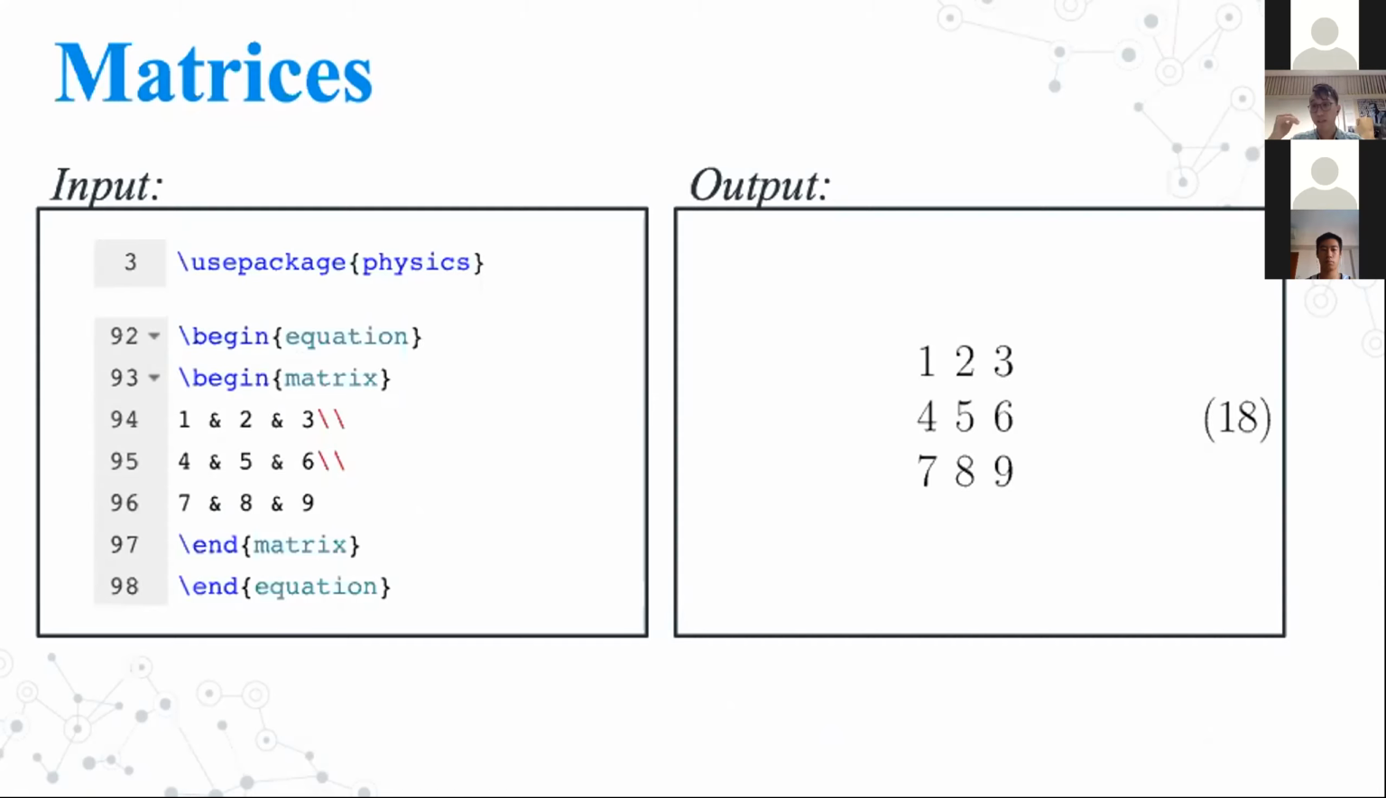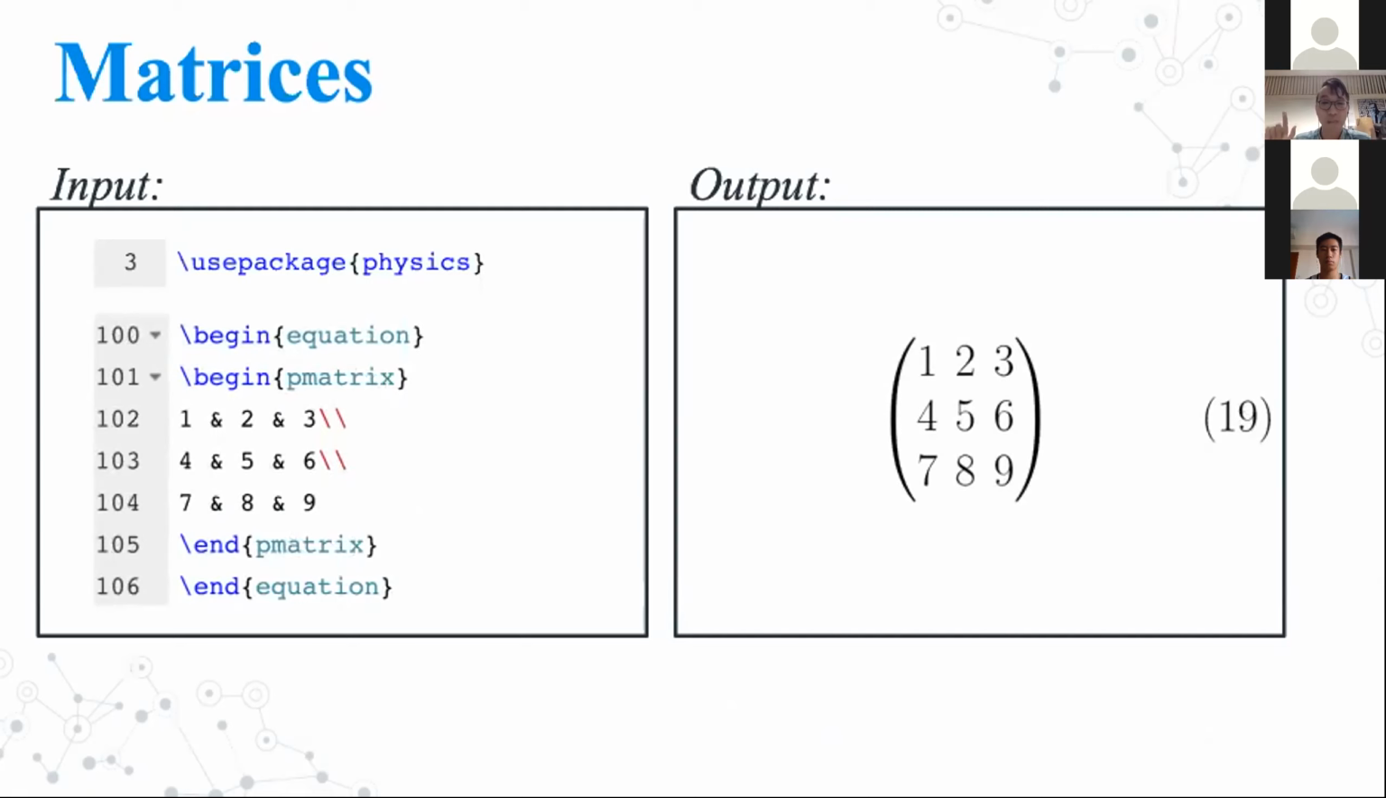Remember, in a matrix, double backslash is like enter. It's like going to a new line. Double backslash, 4 and 5 and 6. Double backslash, 7, 8, and 9. The last line doesn't need a double backslash because you're done already. Then end matrix, then end equation. Notice something interesting? The matrix has no bracket, right? So if you want the bracket, instead of using begin matrix, you can put begin pmatrix. Begin pmatrix has the bracket.